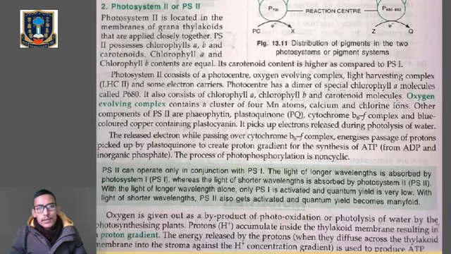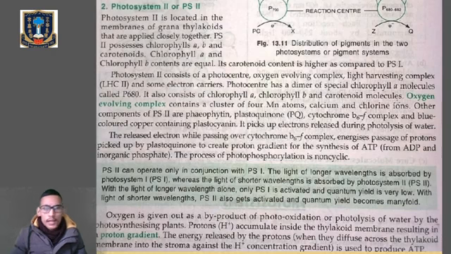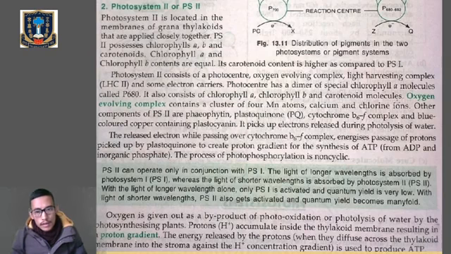Clear? And PS2 is mainly composed of chlorophyll A, B and carotenoids, and the chlorophyll A and chlorophyll B contents are equal in the case of PS2. In PS1 chlorophyll A was higher, but in PS2 the contents of chlorophyll A and B are the same. Clear? And carotenoid content is higher as compared to PS1.